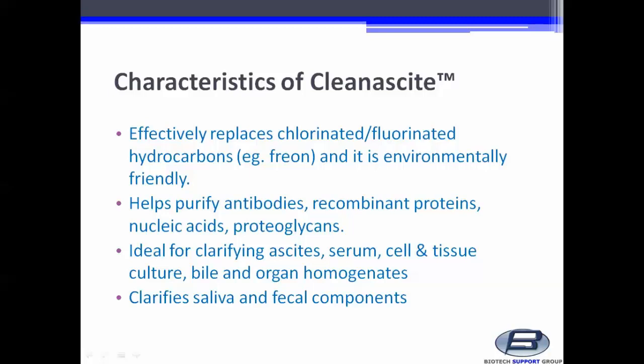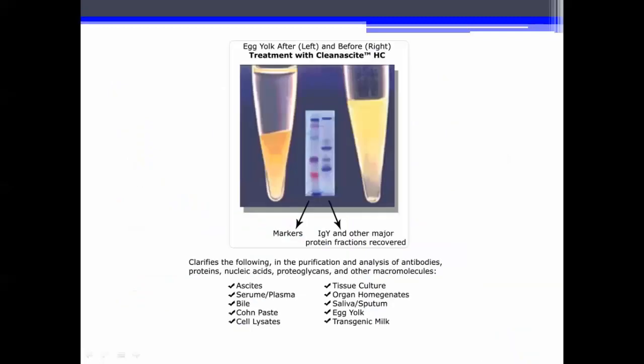Cleanascite effectively replaces chlorinated, fluorinated hydrocarbons, for example Freons, and it is environmentally friendly. It helps purify antibodies, recombinant proteins, nucleic acids, and proteoglycans. It is also ideal for clarifying ascites, serum, cell and tissue culture, bile, and organ homogenates. It clarifies saliva and fecal components. Cleanascite clarifies and purifies antibodies, proteins, nucleic acids, proteoglycans, and other macromolecules. This experiment shows egg yolk after and before treatment with Cleanascite.